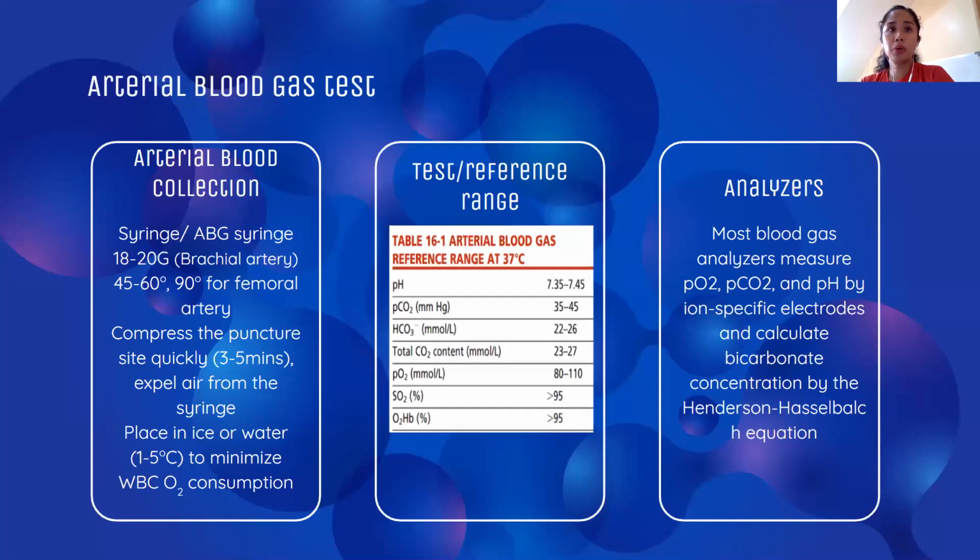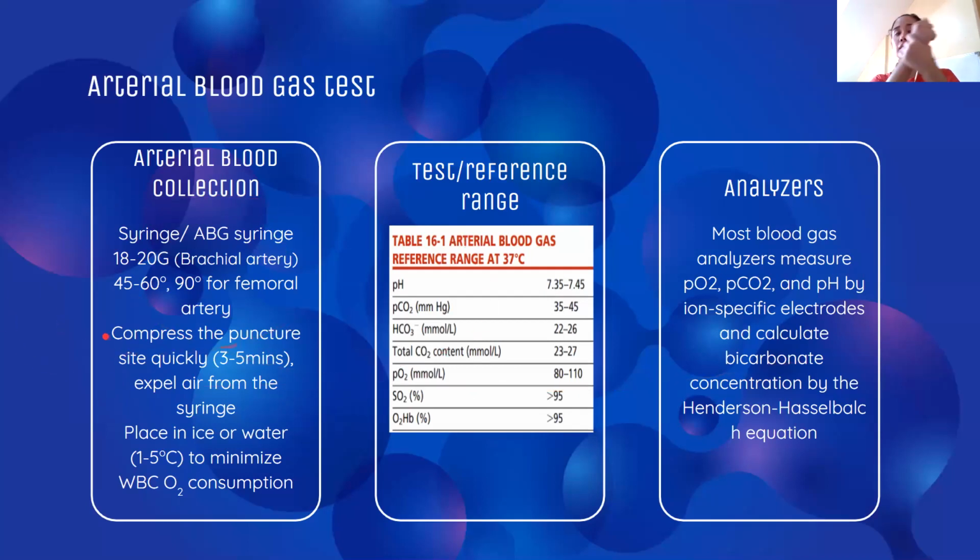Okay, class. So, this is the final part of the discussion. We have the arterial blood gas test. So, class, practice makes perfect on the different problems. Now, arterial blood gas collection. So, how do we do it? We collect from your arteries.